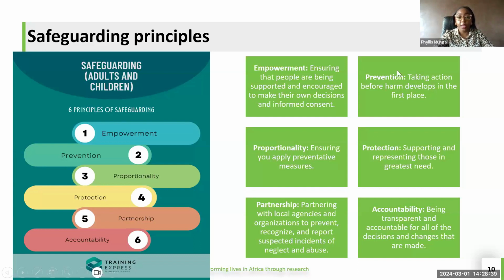And I know one of the key things is having informed consent. So under this, we have people are encouraged to ensure that they make their own decisions, and informed consent has to be acquired.